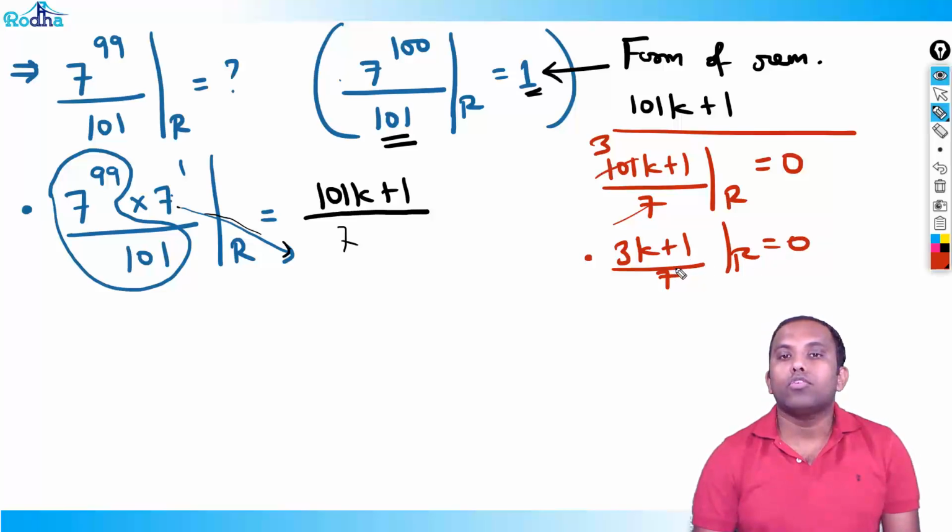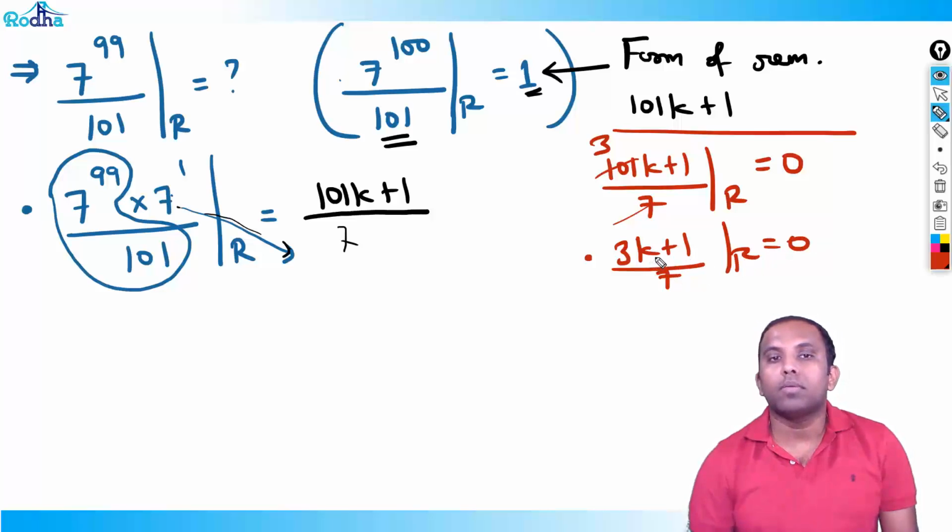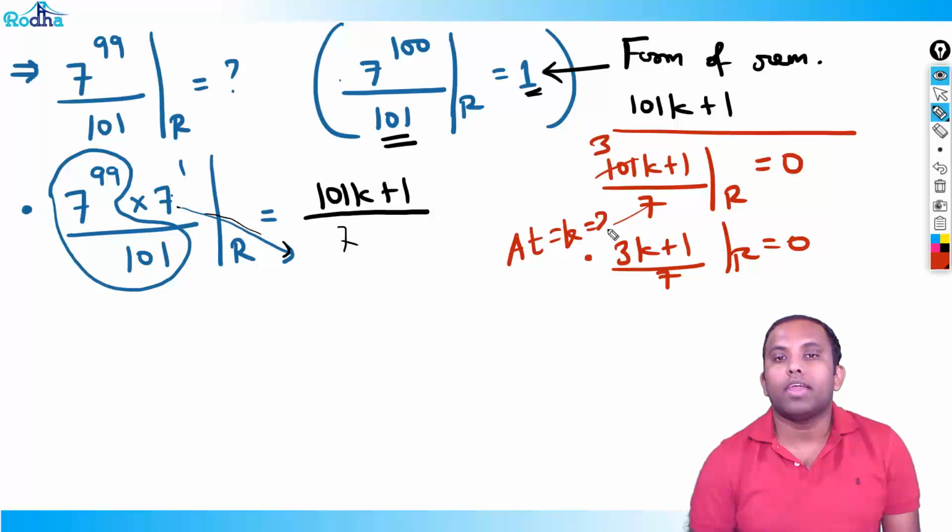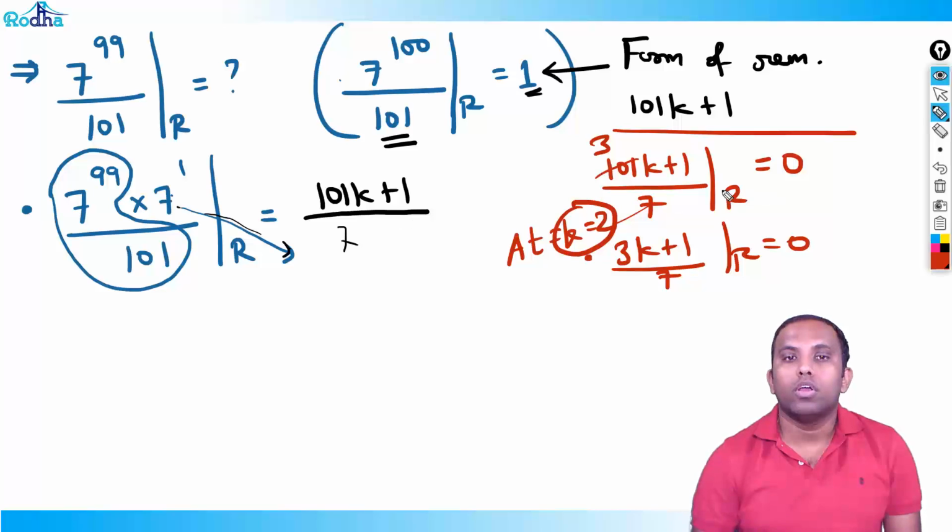Now at what value of k will I get the remainder 0? Simply I'll observe at k equal to 2. That's very easy now. 3k plus 1 by 7, remainder should be 0. At k equal to 0, it is 1. At k equal to 1, it is 4, and 4 by 7, the remainder is not 0. At k equal to 2, it is 7. So very quickly we get this value at k equal to 2. So I can simply put k equal to 2 here.